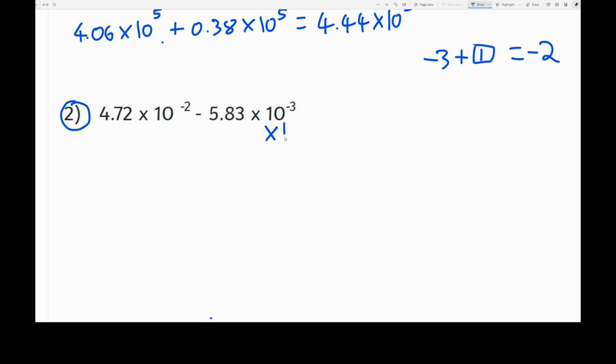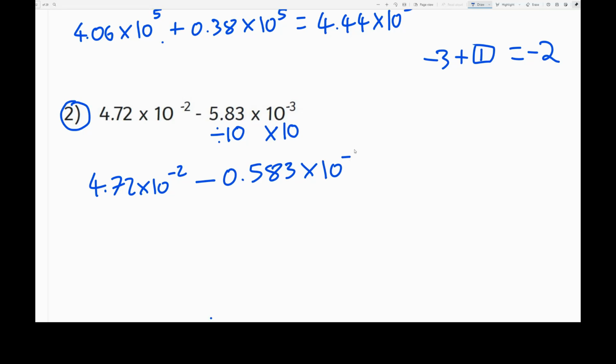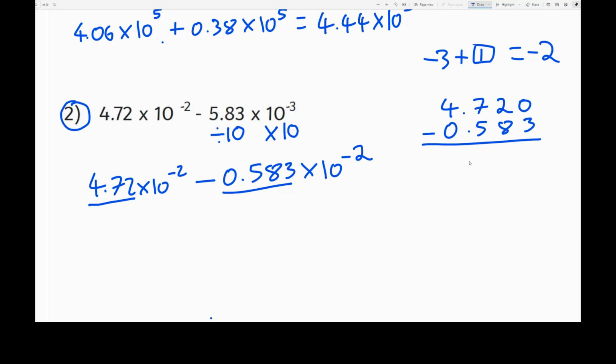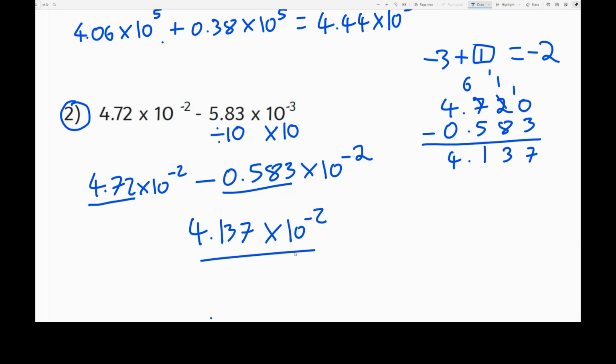So you could times 10 to the minus 3 by 10, and then you would have to divide 5.83 by 10. So you would have 4.72 times 10 to the minus 2, take away 0.583 times 10 to the minus 2, and then you just have to take away. So 4.72, take away 0.583, which gives you 4.137, and that's times 10 to the minus 2.